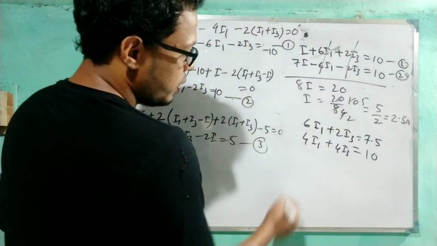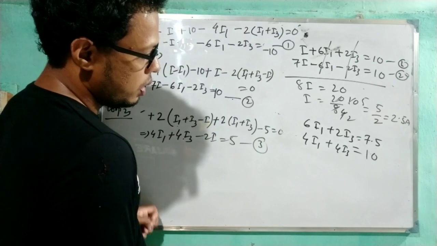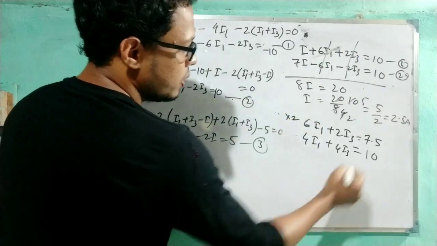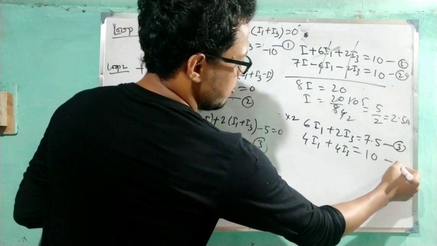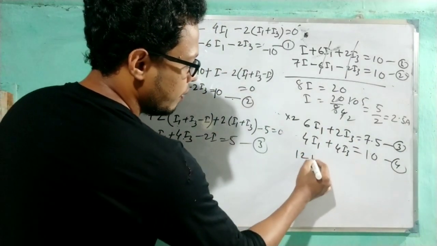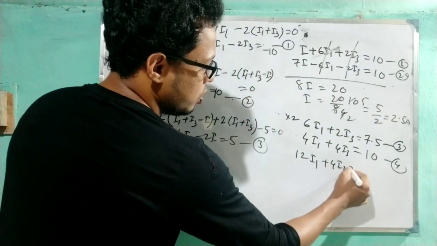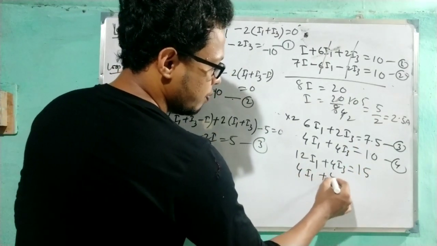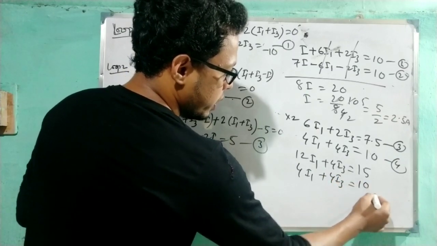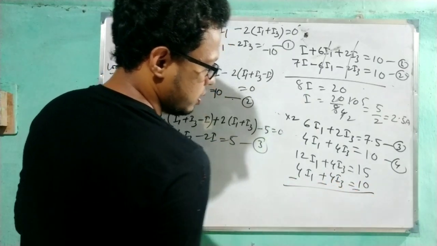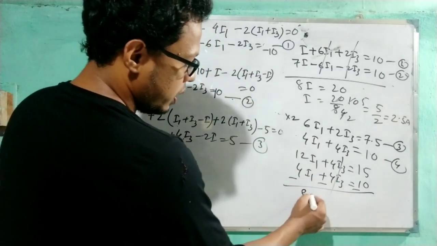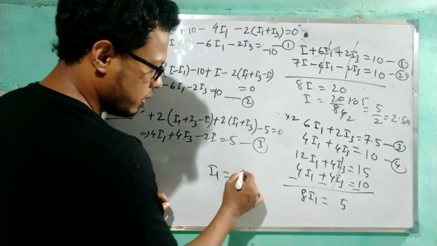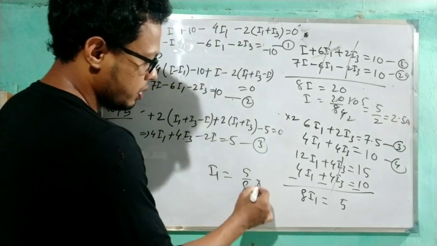Clear? So from here, 2I3 is there, so 4 we have to do, so multiplied by 2. Let's give equation number 3 and equation number 4. Then 3 into 2, it will come 12I1 plus 4I3, which is 7.5 into 2, which will come 15, and here 4I1 plus 4I3, which equals 10. Then minus, 4I3 cancels, so 12 minus 4, 8I1 equals to 5, so I1 you will get 5 by 8 ampere.